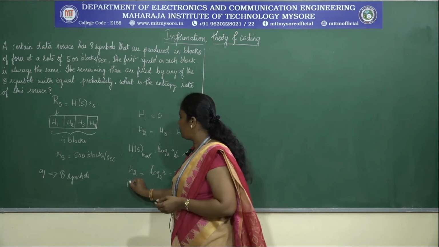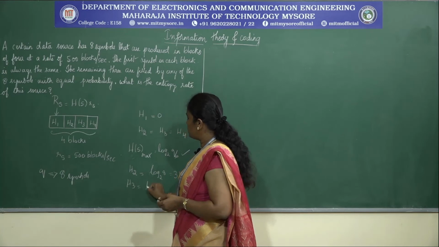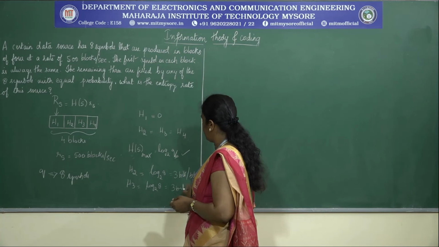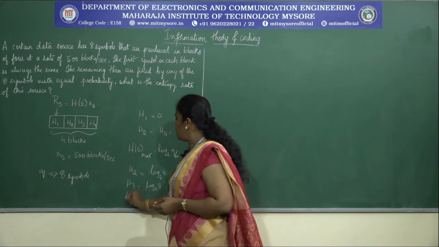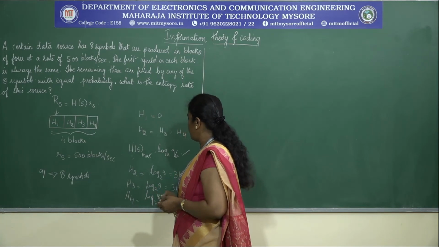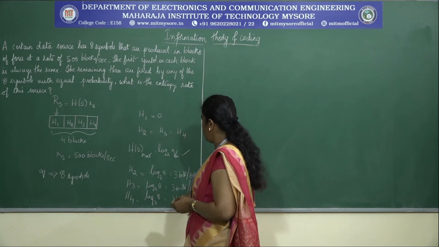Similarly we have H3. It is also log base 2 of 8, so you get 3 bits per block. And similarly for H4, we calculate log base 2 of 8. Once again it is 3 bits per block.